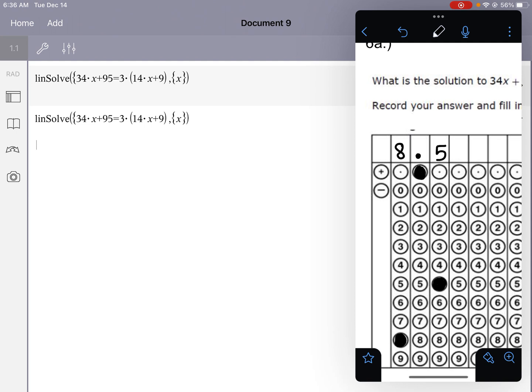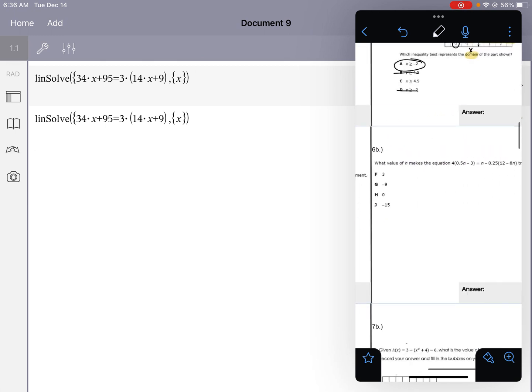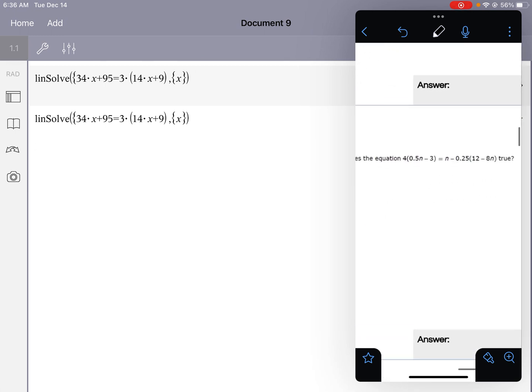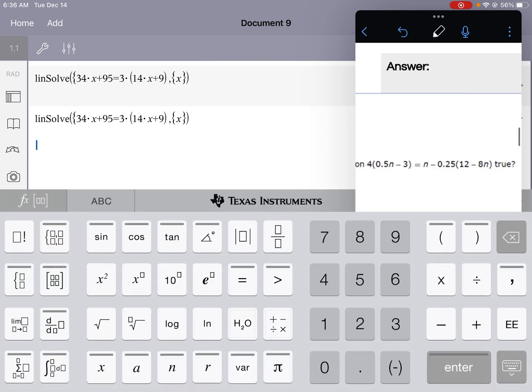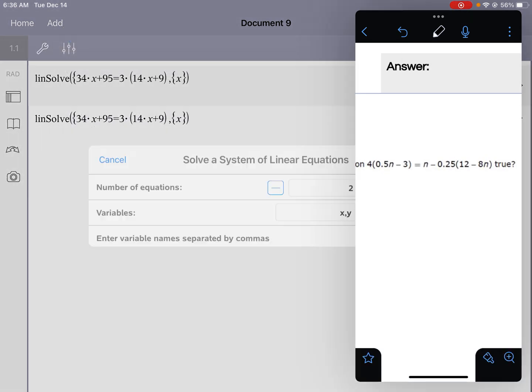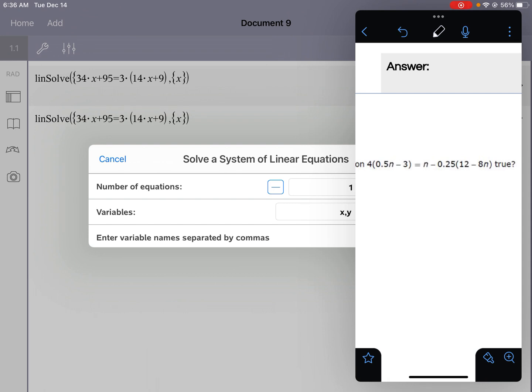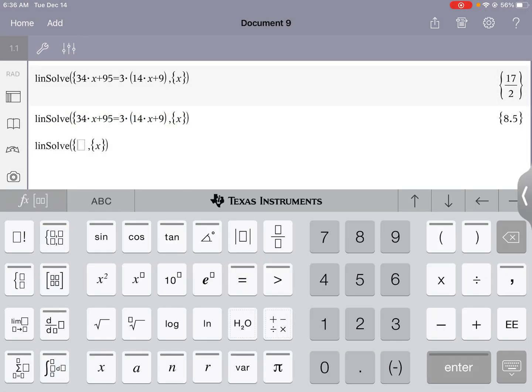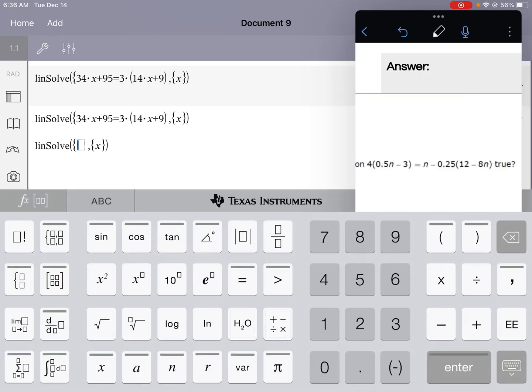Okay, moving on to the next one. What value of n makes the equation true? Okay, so again, I'm going to go to menu 3-2, change the number of equations to 1, and then I'm going to type in my equation exactly as it looks. So 4 times 0.5. I'm going to change my variables to x's just because that's the variable I chose. So if you want to use n's, you have to change that x to an n.